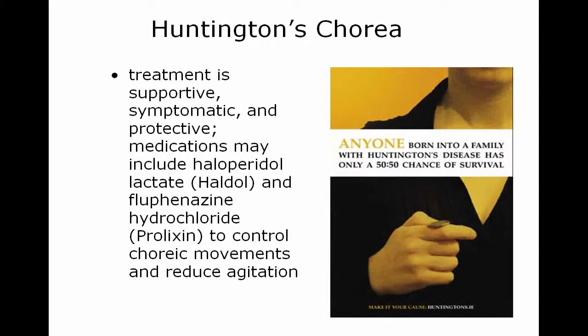Interesting statistic, anyone born into a family with Huntington's disease has a 50-50 chance of survival. They'll have a 50-50 chance of developing the disease and then surviving into old age because of the effects of the Huntington's chorea.